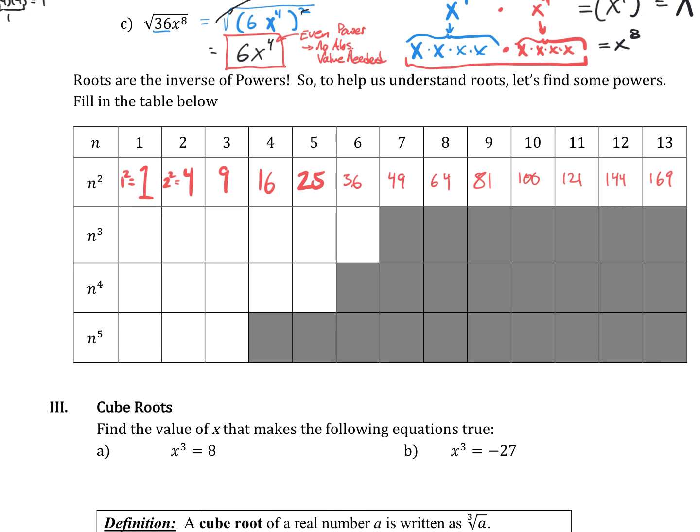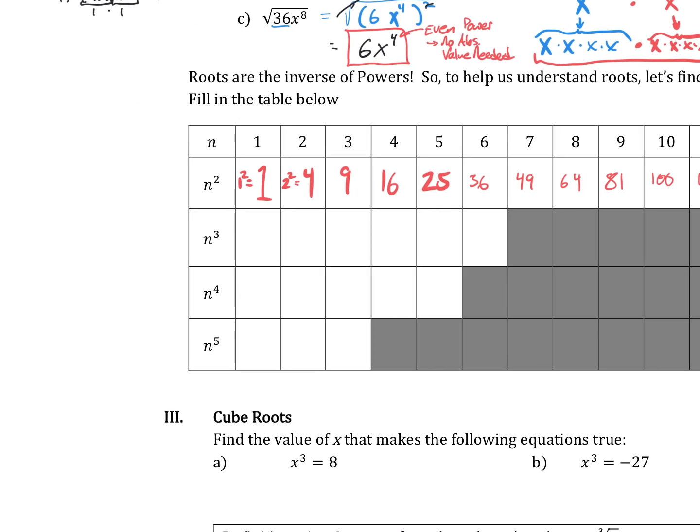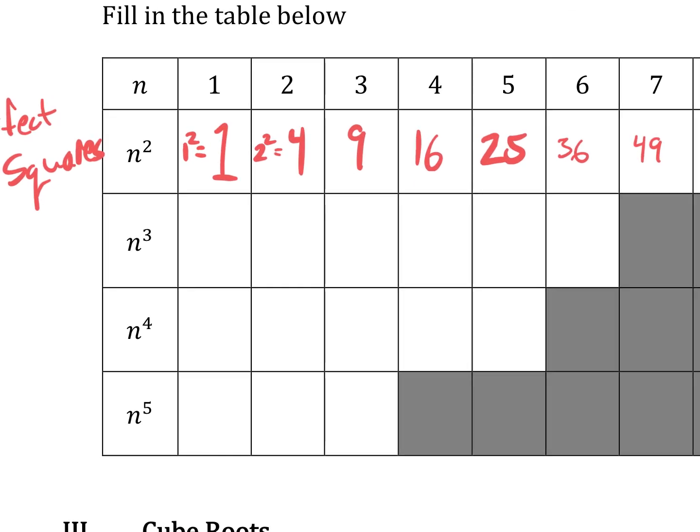So these numbers, 1, 4, 9, 16, 25, 36, 49, 64, and so on, are numbers you want to recognize as perfect squares. So we call these perfect squares or square numbers. All right? Well, what about to the 3rd power? Well, if we take 1 and we cube it, 1 times 1 times 1, we get 1. 2 to the 3rd power, 2 times 2 times 2 is 8. 3 to the 3rd power, 27.